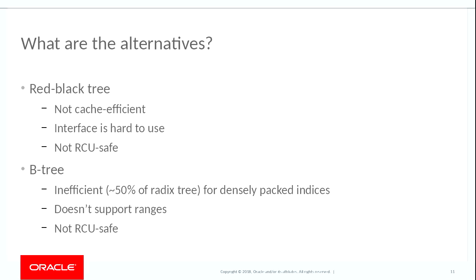Also, the interface to the red-black tree is really hard to use. If we used this as the backend for the X-Array, maybe it wouldn't be so hard to use. But right now, to convert something from using the Radix tree to using the red-black tree would involve writing a lot of code, because for each type of data you store in it, you have to write your own search and insert functions.